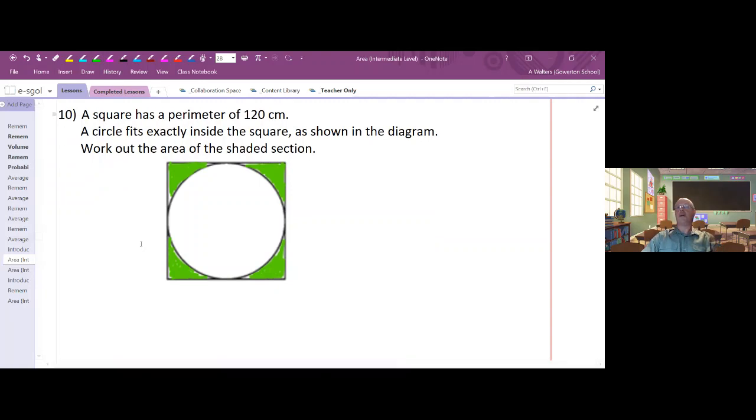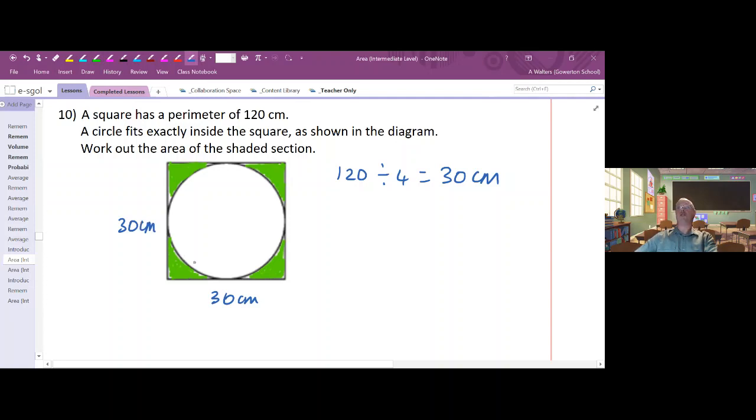Now, this is typical of a problem solving question. A circle has a perimeter of 120, so you've got to know what a perimeter is. It fits exactly inside a square, as shown on the diagram. Work out the shaded section. So this is the key to unlocking any distances. Now, perimeter is the distance around, and there's 4 sides to a square, so you should start off by saying 120 shared by 4 is 30 centimeters. So it's 30 centimeters there, end to end, and it's 30 centimeters there.